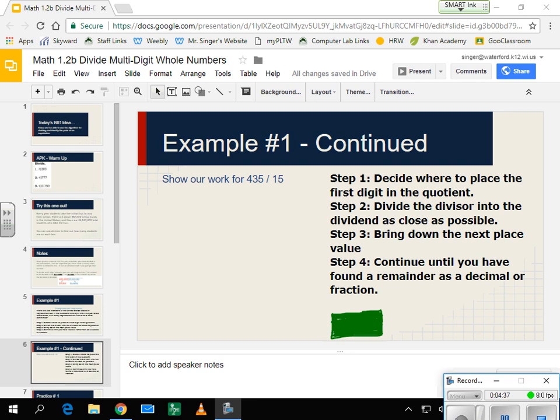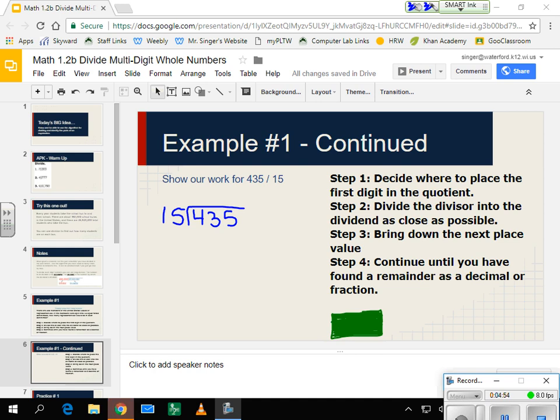All right, so let's go through this problem. What we're dealing with is 435 divided by 15. I wrote it as a fraction just to show you, but this is really how we're going to do the work. Let's put that together.